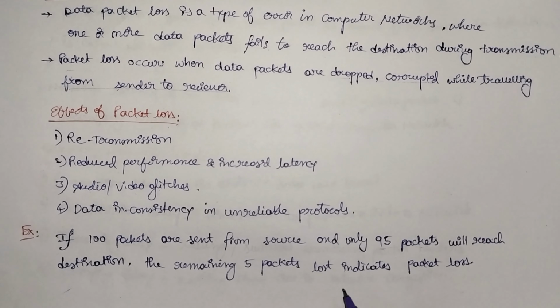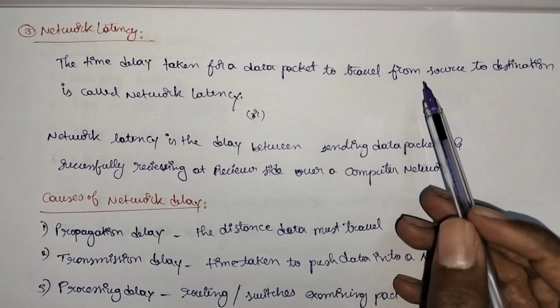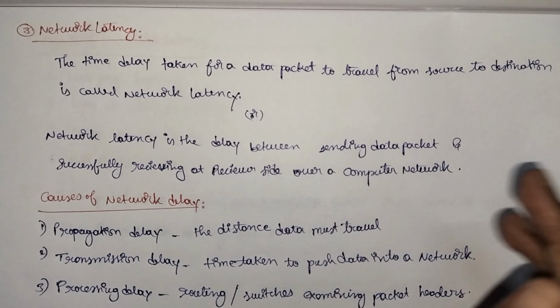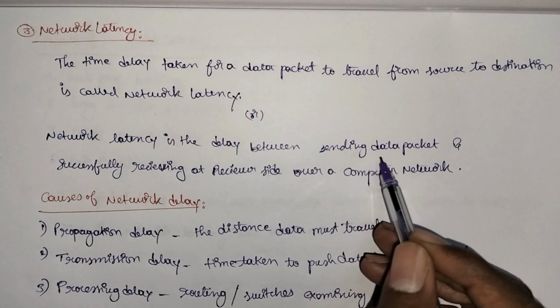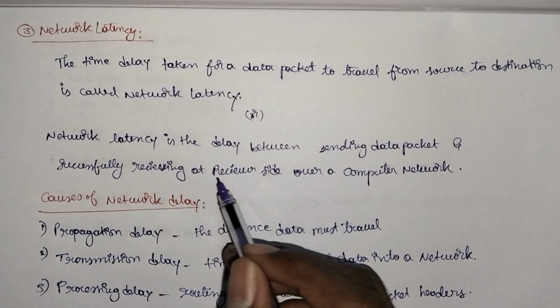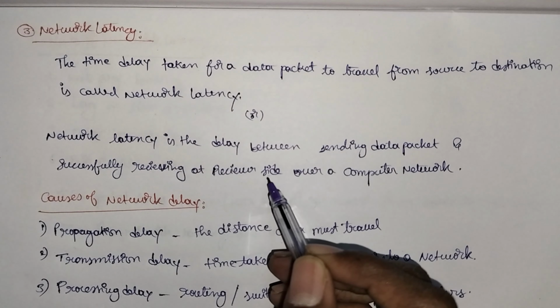Network latency. The time delay taken for a data packet to travel from source to destination is called network latency. Network latency is the delay between sending a data packet and successfully receiving it at the receiver side over a computer network.